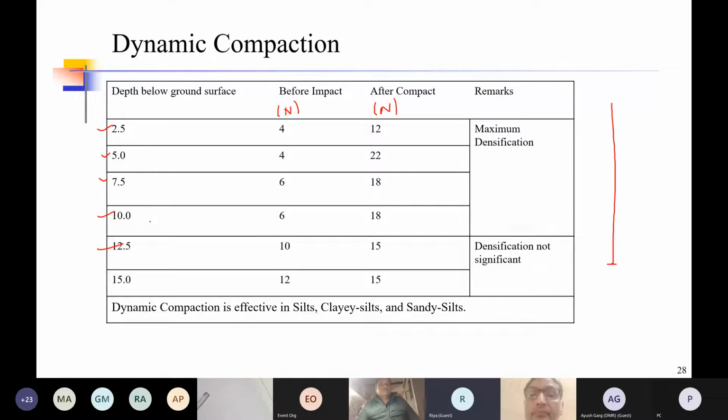What you will see is that up to a depth of 10 meters, the improvement is significant. But after a depth of 10 to 12 meters, the improvement is less. So that shows what exactly is the depth of influence of your entire dynamic compaction design. And it can be used for saturated, partially unsaturated, sandy silts, clay silts, sands, for those kinds of soil.